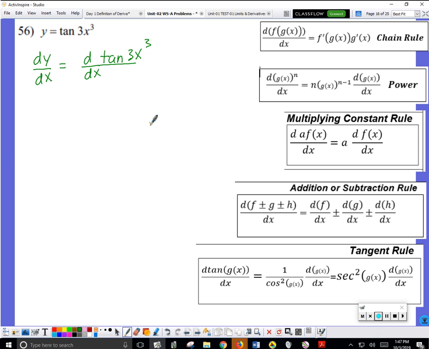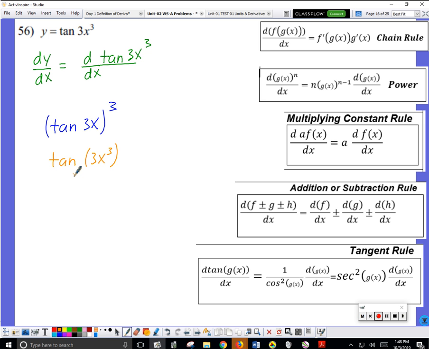Okay, warning here. When people see tangent of 3x cubed, some people think this. Scary skeletons. Okay? That's not what you're looking at. You're looking at this. Well, only the x is being cubed, nothing else. I'm just saying people get mixed up. Only the x is being cubed.